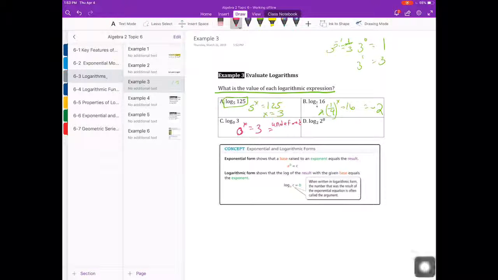But by that same token, if we had log base 3 of 0, that is what I was talking about before. And that's 3 to the x equals 0. And that is also undefined, because we're never going to get a 0 out no matter what our exponent is.